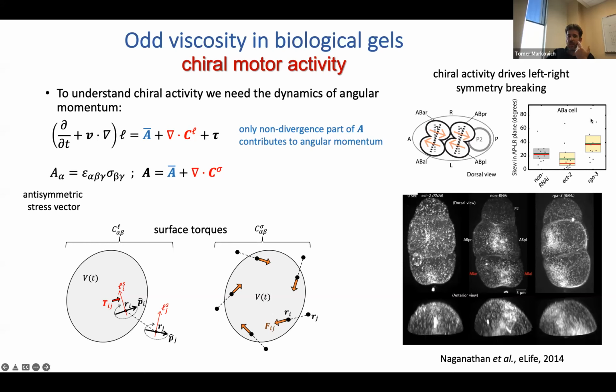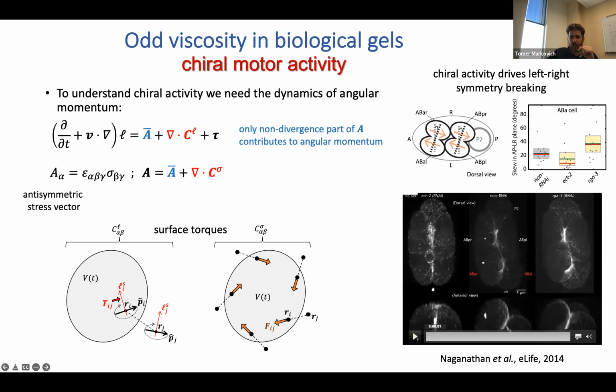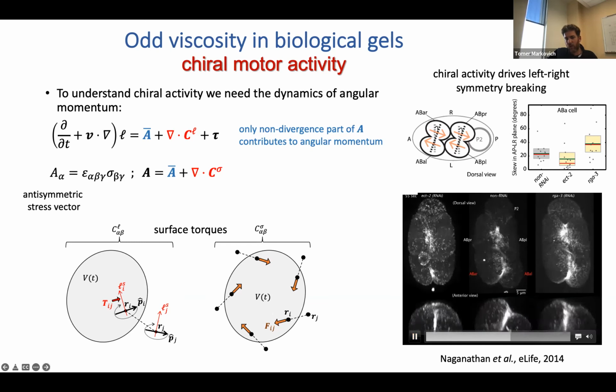a very important role in many things. For example, in this paper by Naganathan from 2014, they measured what happened in the C. elegans embryo, and they highlight the myosin here. The myosin are motors that basically pull on the actin and twist it also. And what they showed is that those things create this type of torque, a macroscopic torque actually, in this embryo.